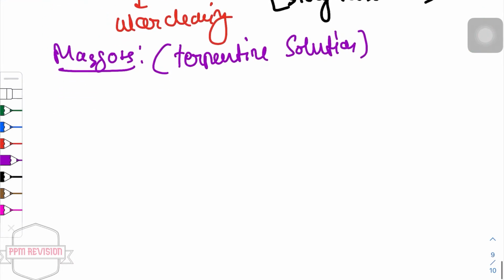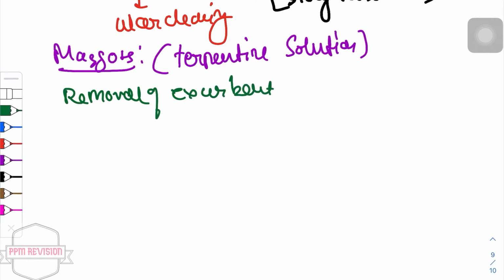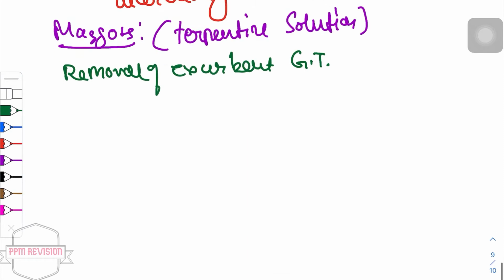Post this, we have removal of exorbitant granulation tissue, and again ulcer cleaning can be performed.